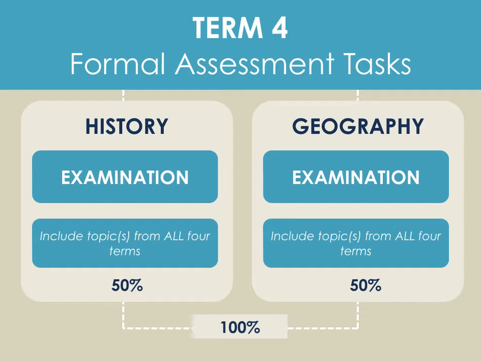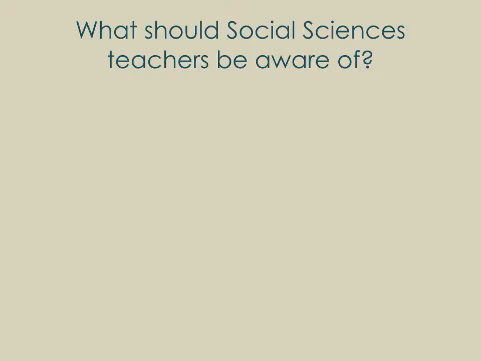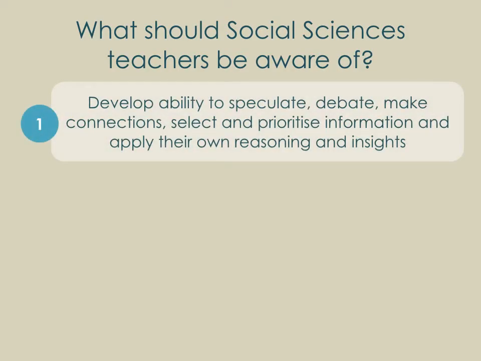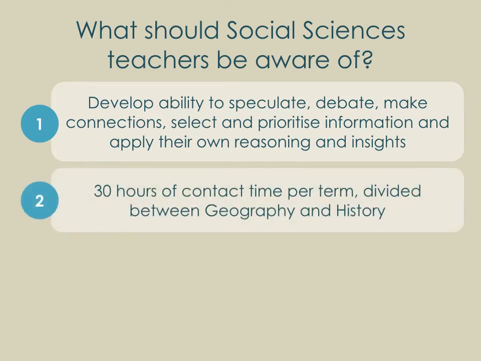Now, if we look at what the specific things are that social sciences teachers should be aware of, well, the first thing they need to be aware of is that social sciences should develop the learner's ability to speculate, debate, make connections, select and prioritize information, and get the learners to apply their own reasoning and insights. The other thing to be aware of is there's only 30 hours of contact time per term, and this needs to be divided equally between geography and history.